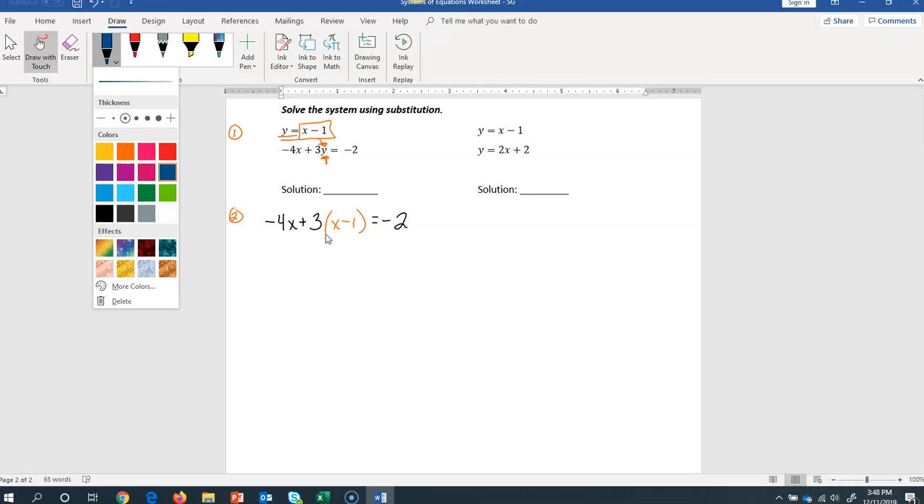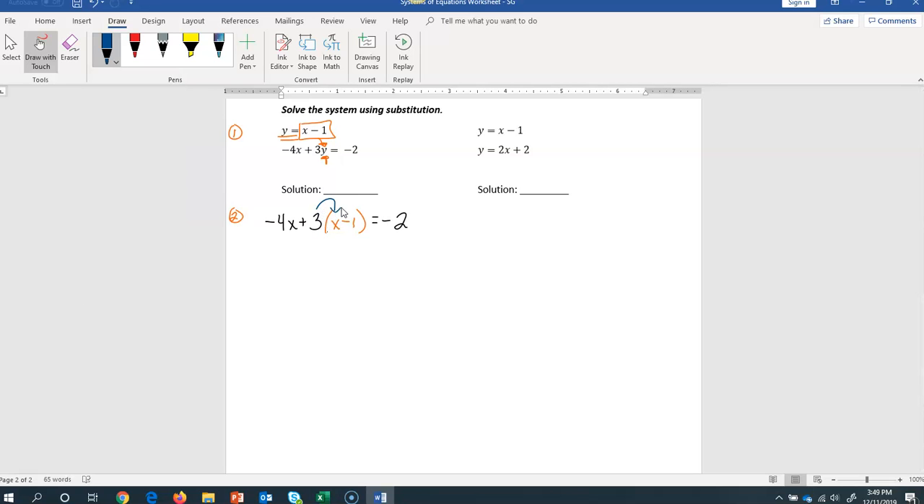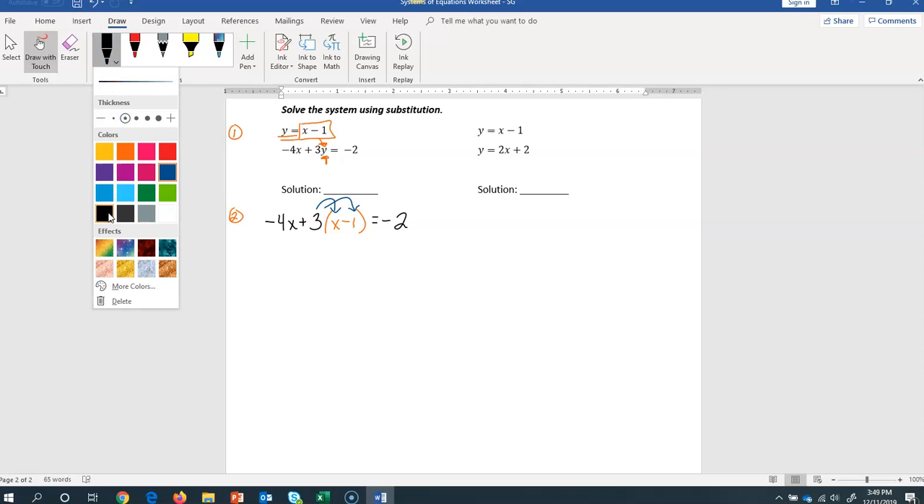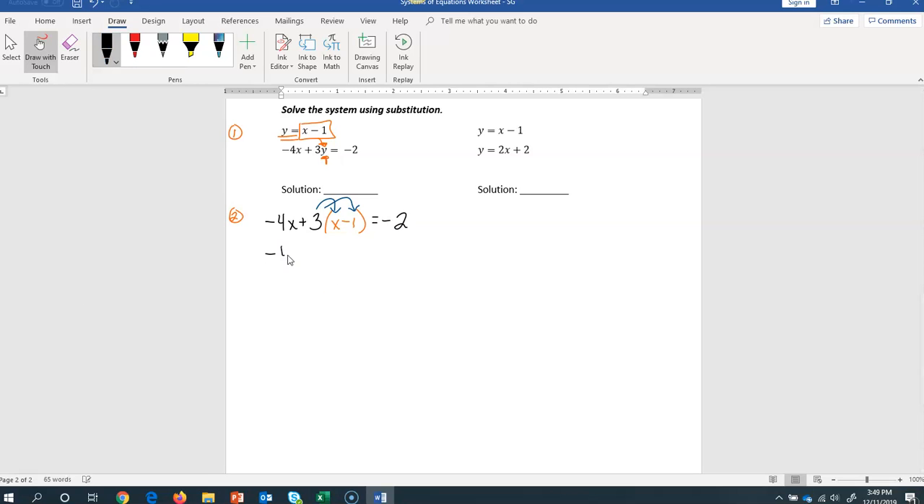In this case, yes. And again, the way I identify if I have distributive property is if I have parentheses, then I have distributive property. And distributive property tells me to take what's immediately outside parentheses, the 3 in this case, and multiply it by whatever's inside parentheses. So I'm going to multiply 3 times the x minus 1. Now, that distributive property does not affect this negative 4x. So that's just going to come straight down. That has nothing to do with this.